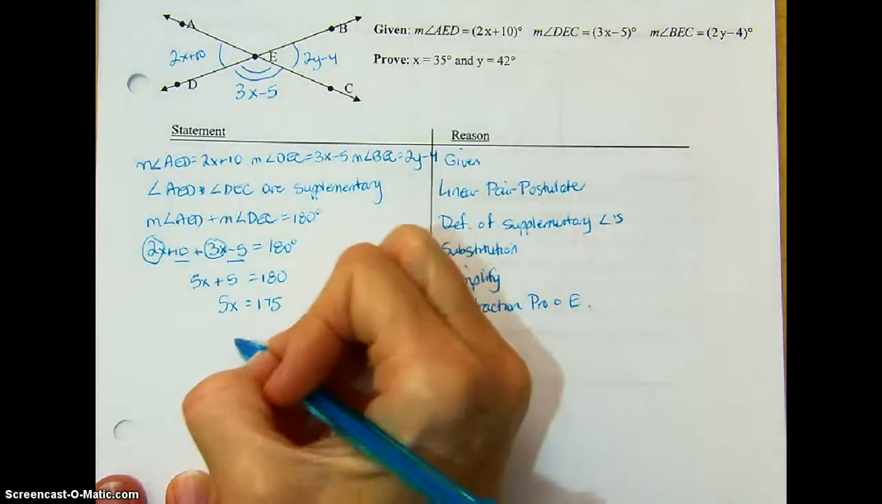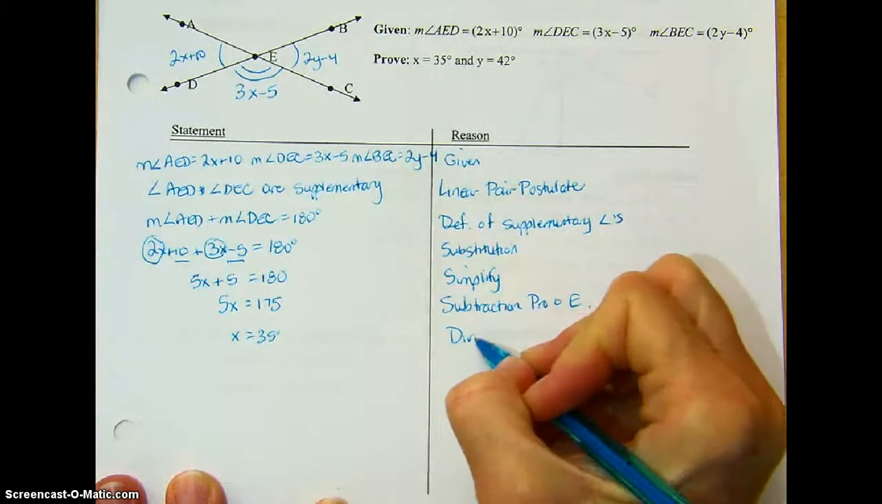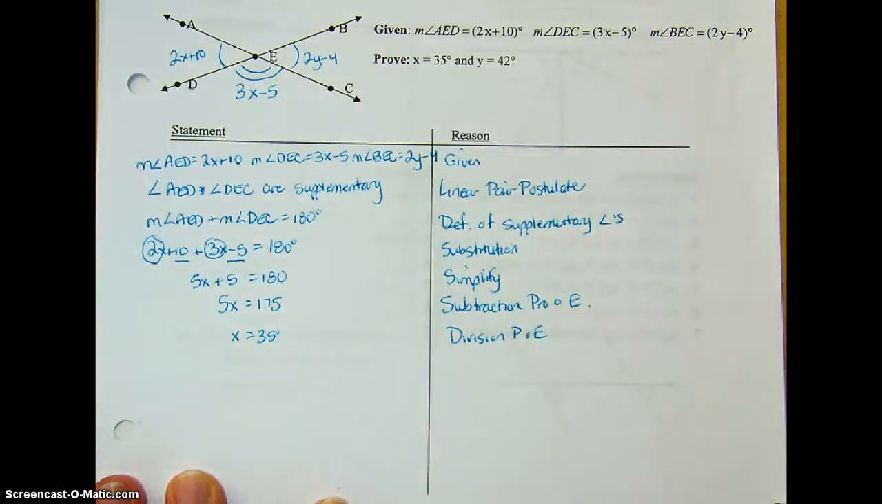We're going to divide both sides by 5. So that would be our division property of equality. And now we have that x is equal to 35, which is fantastic. But they also want y. So what did we say?